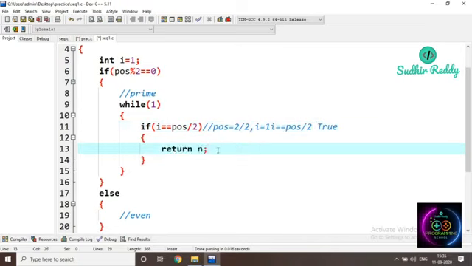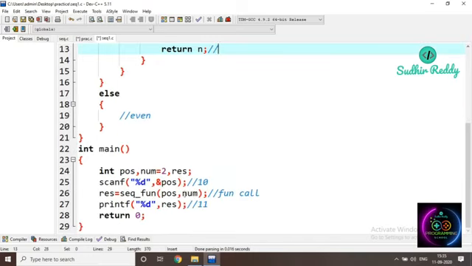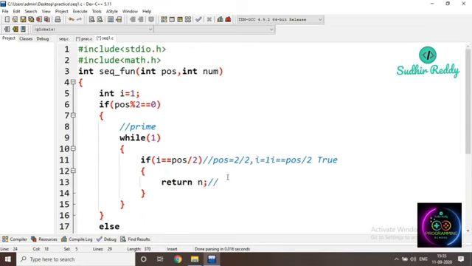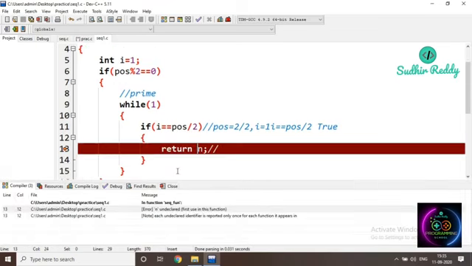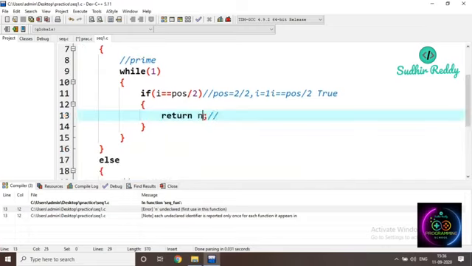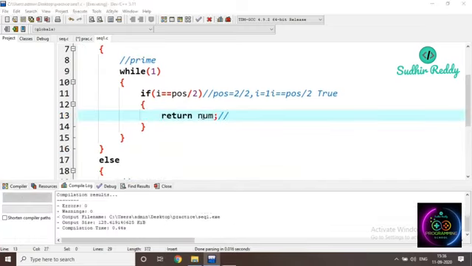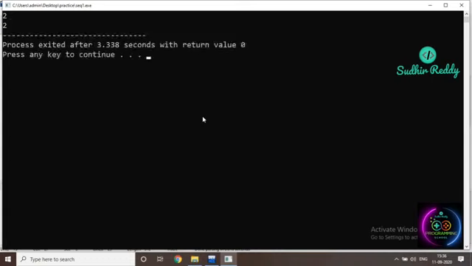What is n here? n is consisting of 2. We are passing 2, right? Then it is going to return 2. For example, if I am going to execute it, here I am going to take num. I am going to take num also here. It is the position 2, for example. It is going to return 2 here. That means we are finding the first prime number.